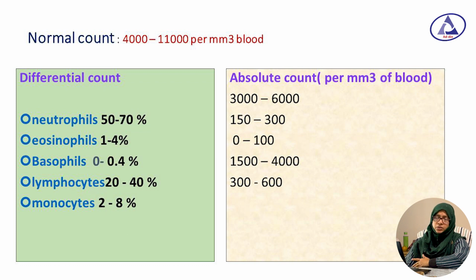Absolute count is usually counted per cubic millimeter of blood. Neutrophil is about 3,000 to 6,000 per cubic millimeter of blood. Eosinophil 150 to 300, basophil 0 to 100, lymphocyte 1,500 to 4,000, and monocyte is 300 to 600 per cubic millimeter of blood.